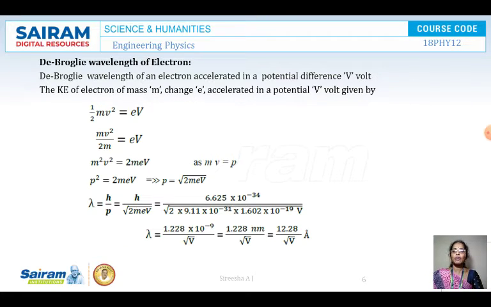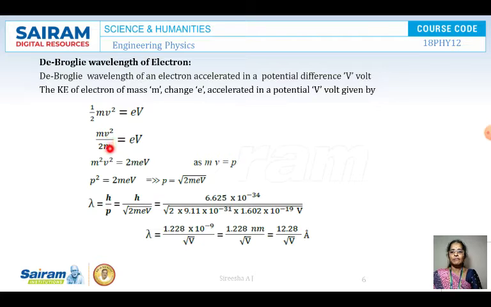Next we see the de Broglie wavelength of an electron accelerated through a potential difference of V volts. The kinetic energy of an electron of mass m and charge e accelerated through a potential V is half mv square, which equals e into V, where V is the voltage applied and e is the charge of the electron.